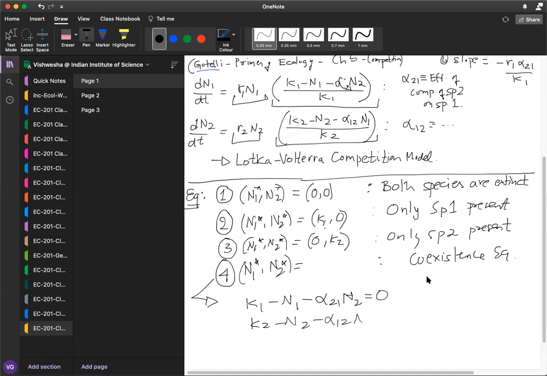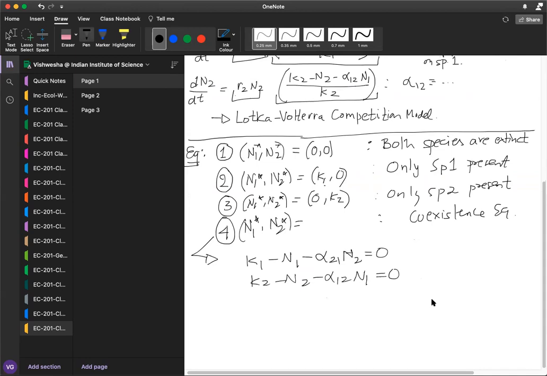Now we need to solve these two simultaneously. These are basically two simple linear equations. You can solve them using your high school algebra. I won't do the algebra now, but I'll write down the result. I hope you can verify this when you have time. So just think about this intuitively, if it makes sense. N1, because N2 is present, has to be less than K1, right?